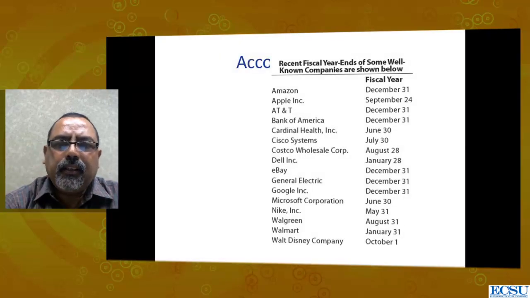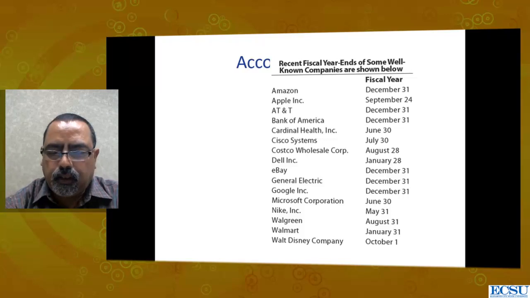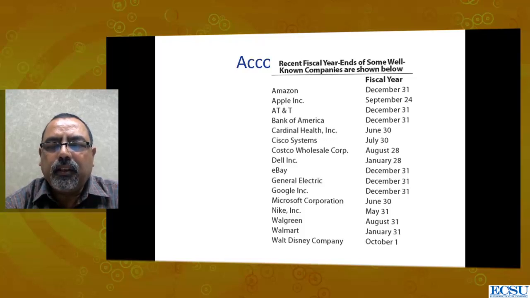Now, these are the recent fiscal year ends of some well-known companies. Amazon is December 31st, Apple is September 24th, AT&T is December 31st, Bank of America is December 31st, Cardinal Health is June 30, Cisco is July 30, Cisco Wholesale is August 28, and Dell is January 28, eBay December 31st, General Electric, Google is also December 31st, Microsoft is June 30, Nike is May 31st, Walgreens is August 31st, and January 31st, Walmart and Walt Disney Company is October 1st.